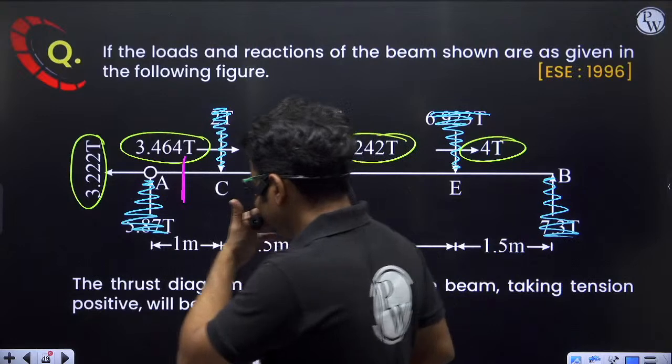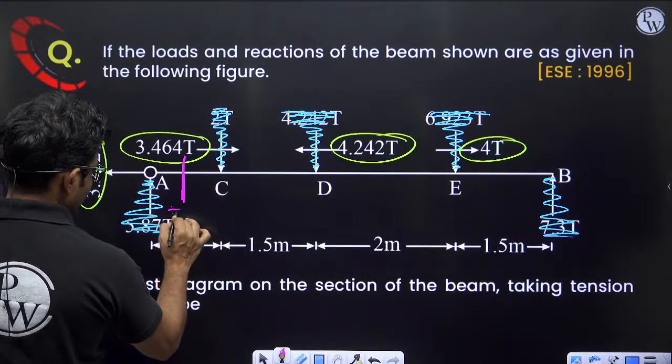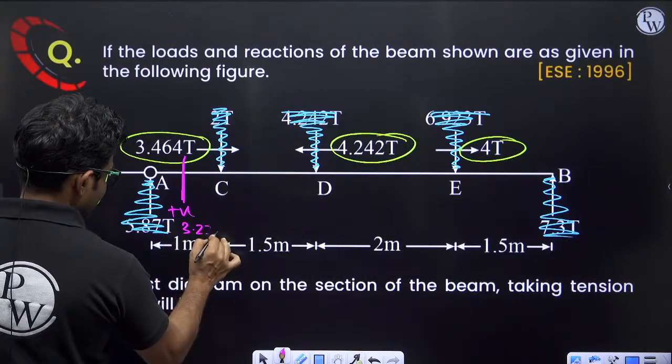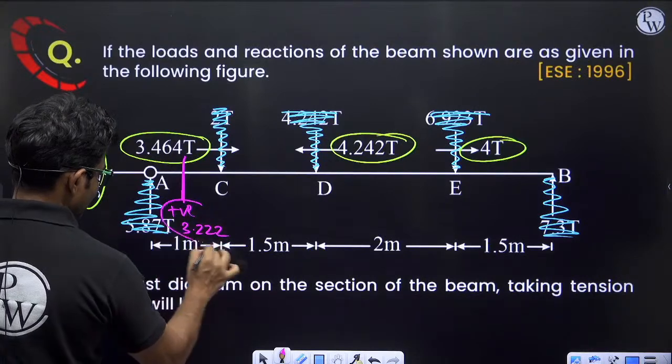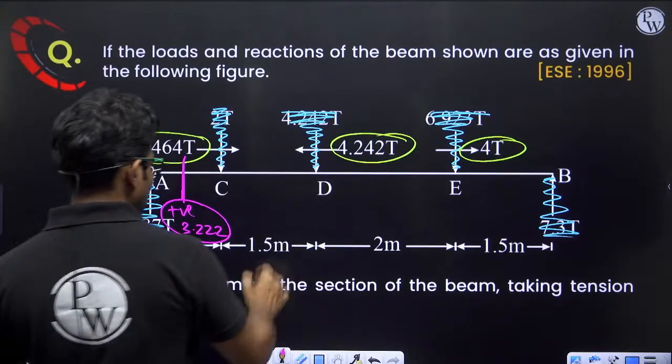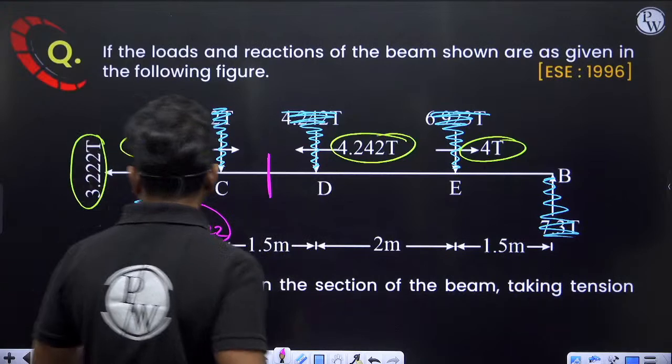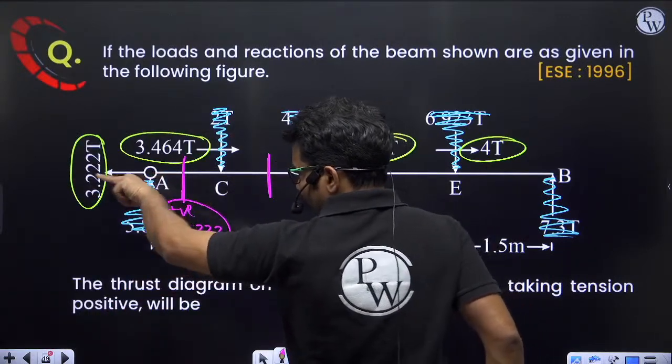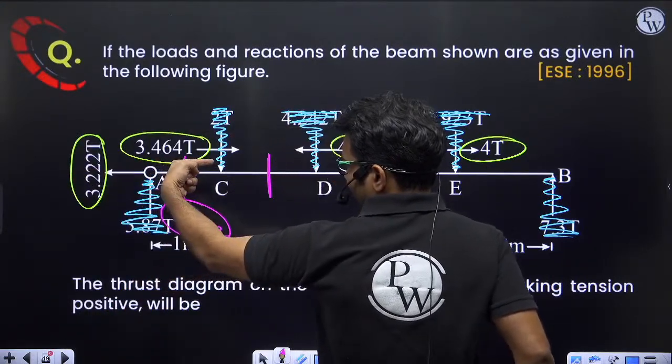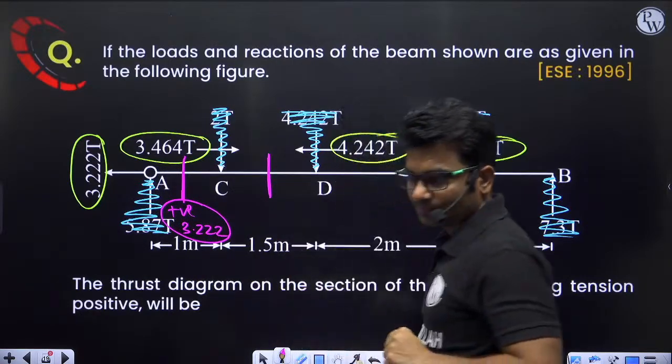Okay, so in this region it will be positive 3.222, positive 3.222 ton force. Now let's come to this section. At this section, 3.222 is going in that direction, and 3.464 is coming in this direction.